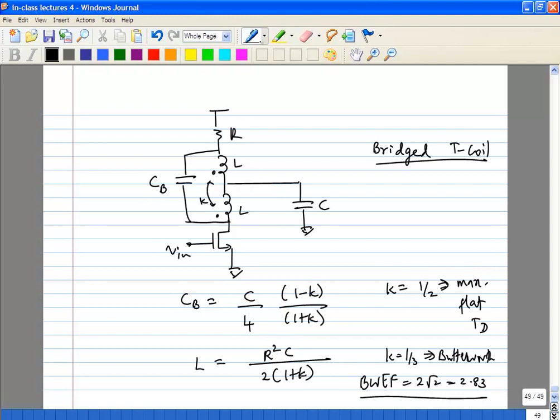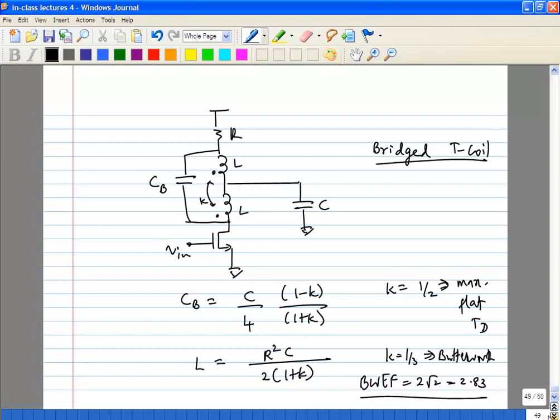Okay, and then the other kind of variation on this is you can have asymmetrical T coils. We assumed that the L's are equal. You can have asymmetric L1 and L2 that can give you a different amount of bandwidth extension.